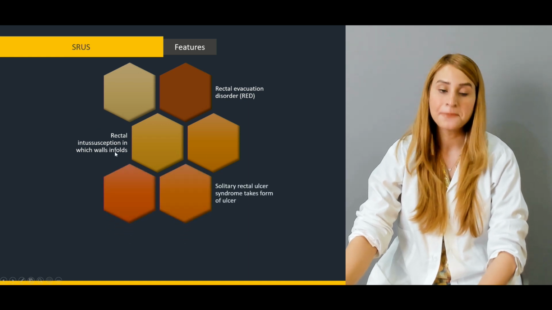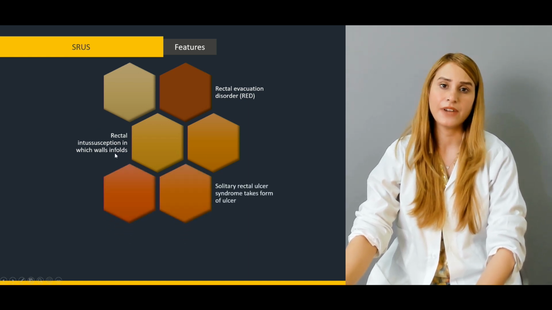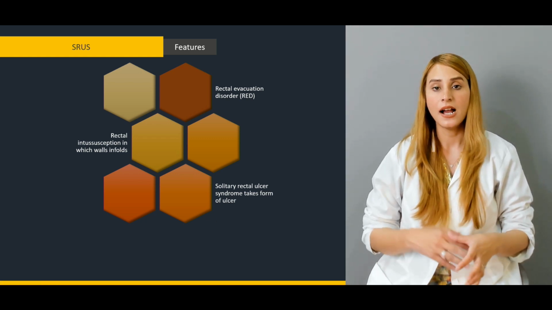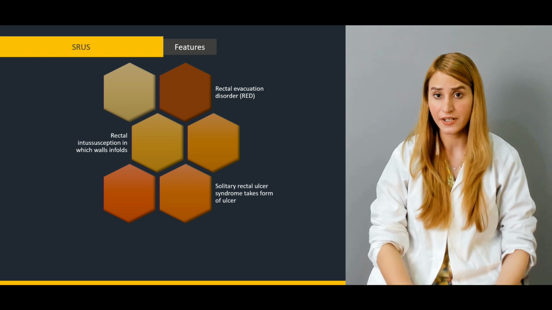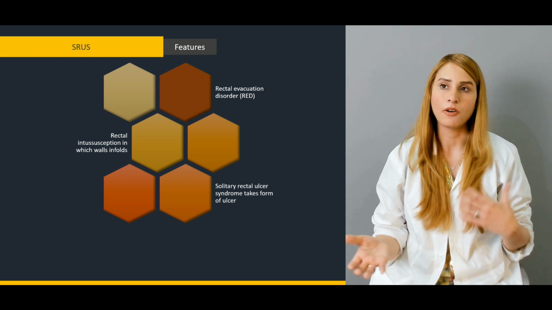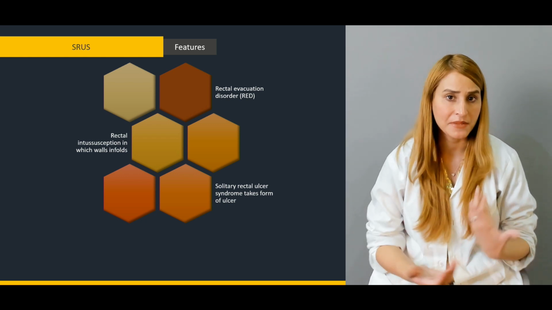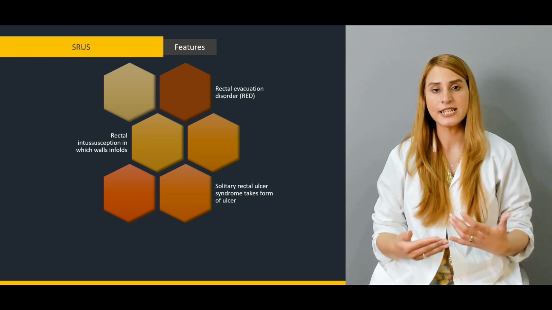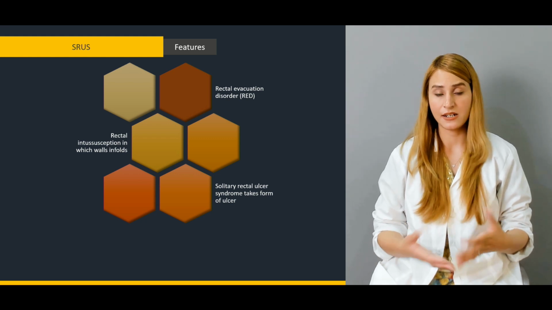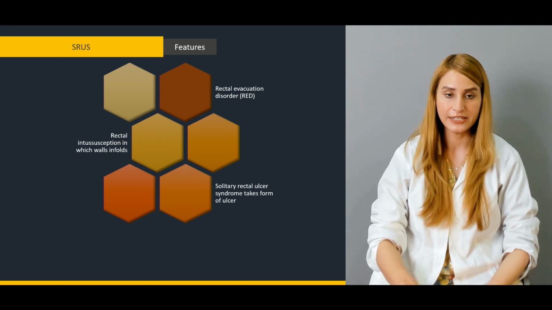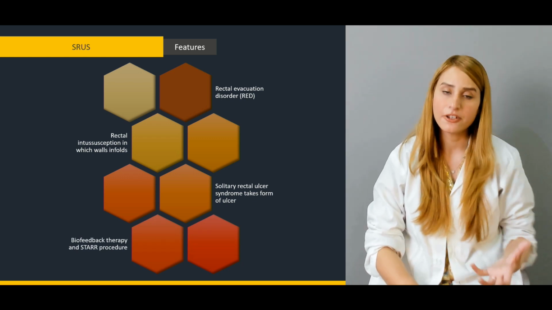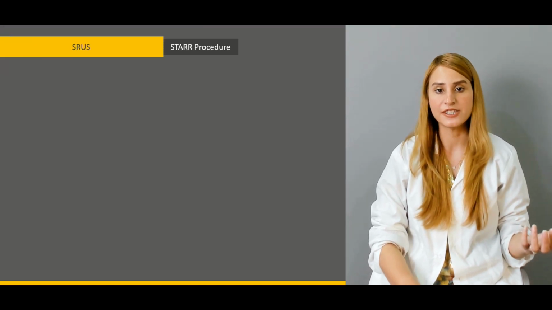And it actually is associated with the rectal intussusception, and this solitary rectal ulcer syndrome takes its name from the ulcer, because I told you that in case of the patient who are suffering from altered bowel habits for a very long time, constipation alternating with diarrhea, or inflammatory bowel disease like Crohn disease and ulcerative colitis, all these things actually lead to the solitary rectal ulceration syndrome. And for that, you go for a biofeedback therapy, and you also go for a STAR procedure.